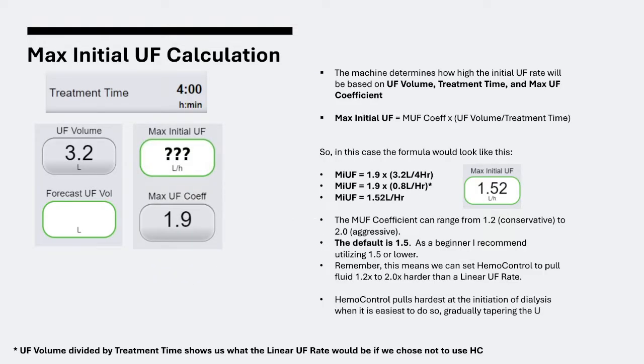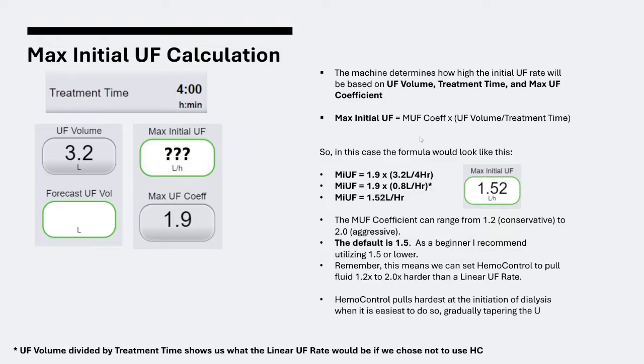So we're going to talk about what the max initial UF calculation actually means. In this example, I've given you a treatment time of 4 hours, a UF volume of 3.2 liters, and an MUF coefficient of 1.9. Now this is just an example, because for me personally, pulling 1.9 times harder than the linear UF rate is quite high, and I would have to know the patient very well to know that they could tolerate such a high pull. So the machine will determine how high the initial UF rate should be based on UF volume, treatment time, and the MUF coefficient.